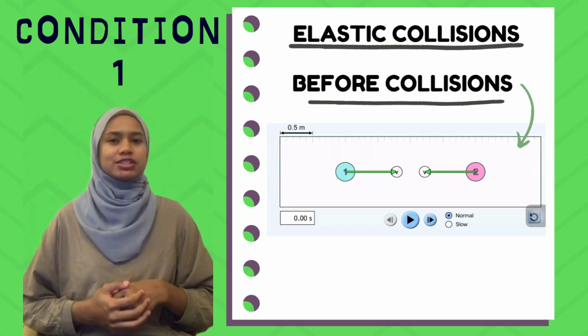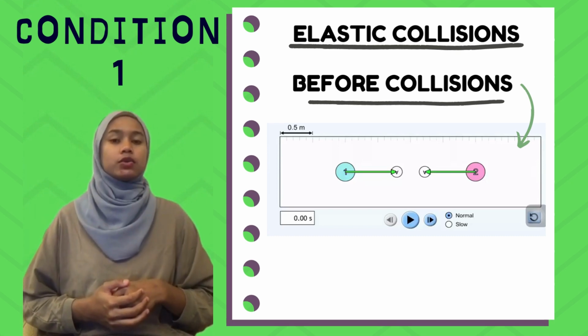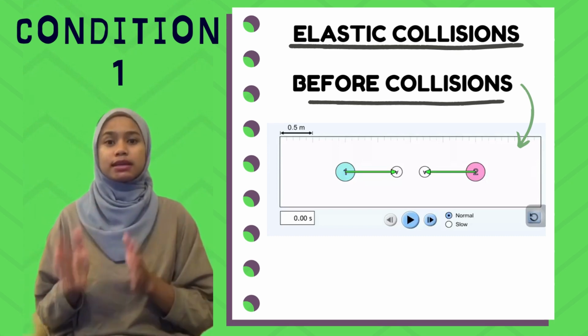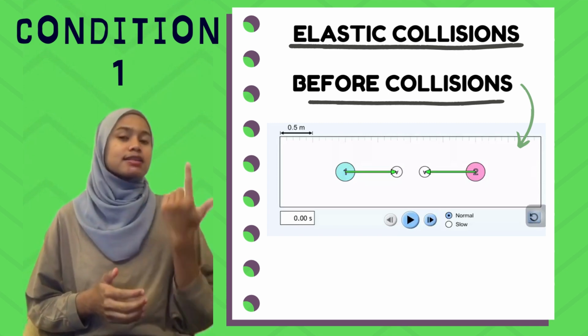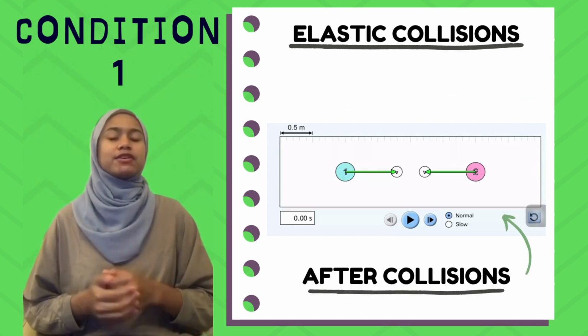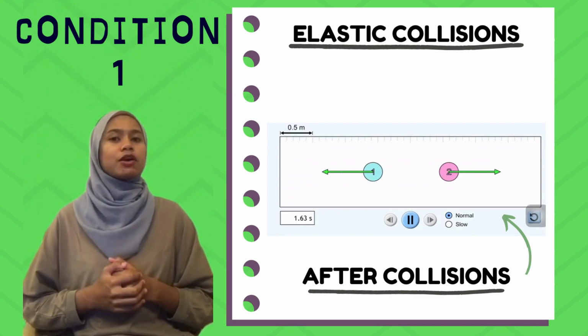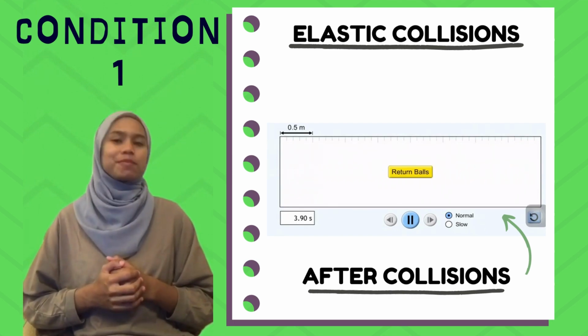This is the first condition of elastic collisions. Note that both first and second balls have the same mass, size and velocity. You can see that after the balls have collided, the two balls will change their direction to the opposite side.